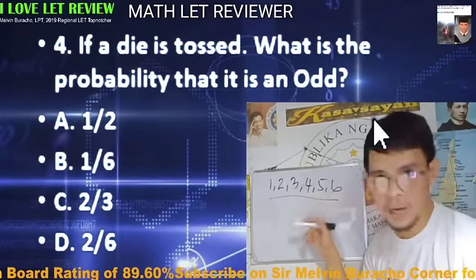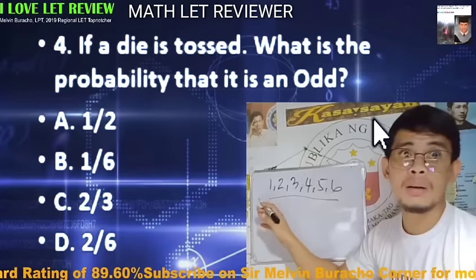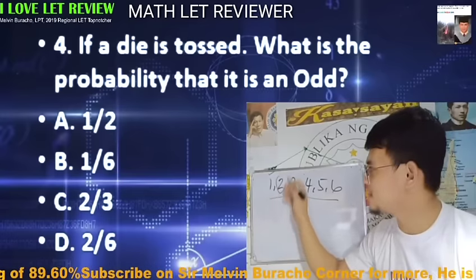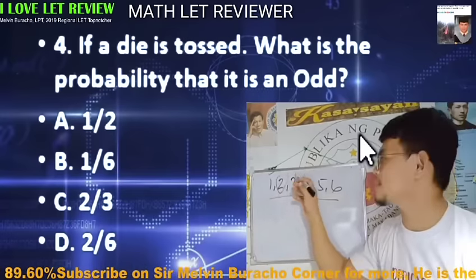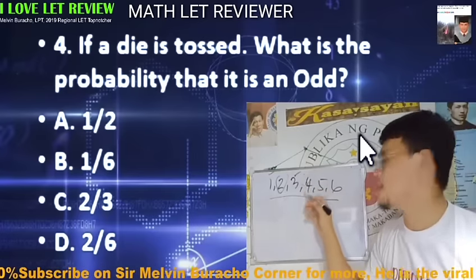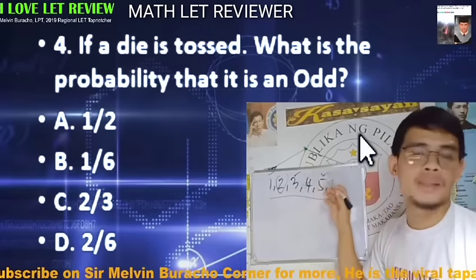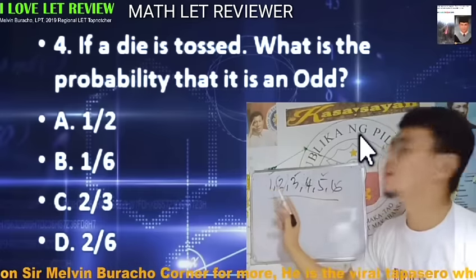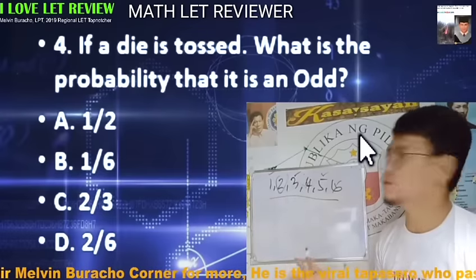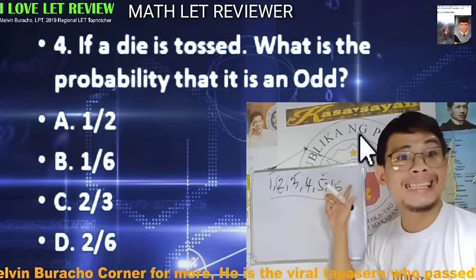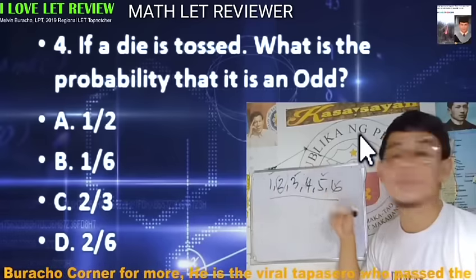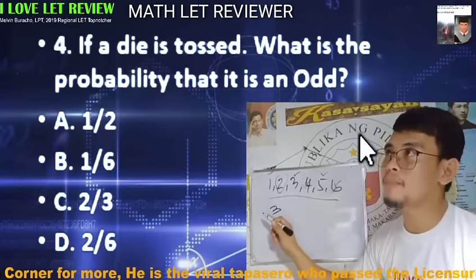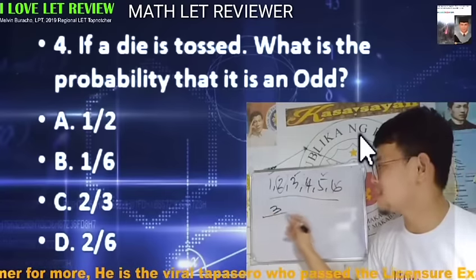So what are the odd numbers here? Let's count. Is 1 an odd number? Yes. Is 2 an odd number? No. Number 3, is this an odd number? Yes. Number 4? No. Number 5? Yes. Number 6? No. So how many odd numbers? 1, 2, 3. There are 3 odd numbers. How many possible results? 6. How many odd numbers? 3. Therefore, there are 3 possible odd numbers that will come out in tossing a die.